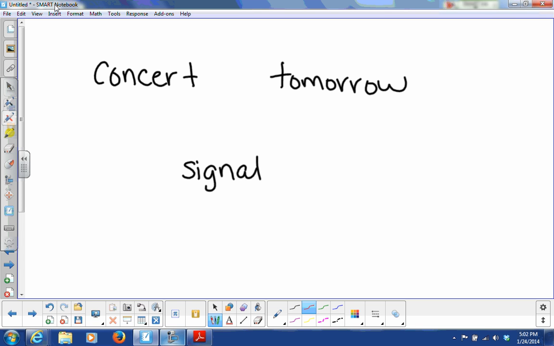Okay, now that you have done that, let's check your work. Let's see if you got it right. All right, so concert, I've got vowel, consonant, consonant, vowel. So I'm going to split it right here, between the N and the C. Tomorrow, I'm looking for a vowel, consonant, consonant, vowel pattern, which is right here in the middle. I'm going to split right between the R's. Okay, and then here, I'm looking for a vowel, consonant, consonant, vowel. So I'm going to split right between the G and the N to make sig-nal.